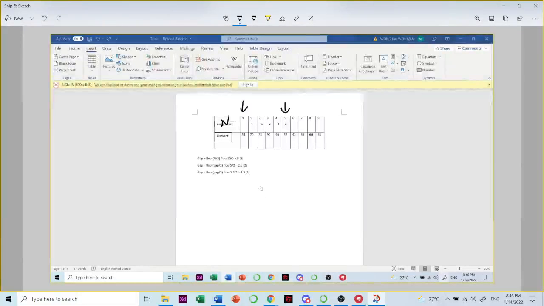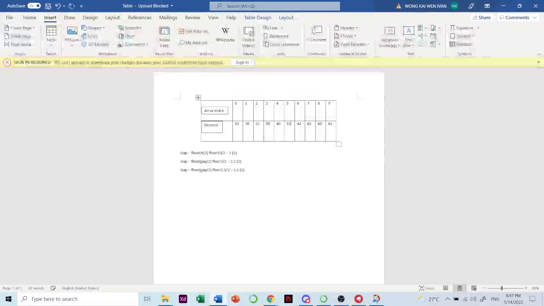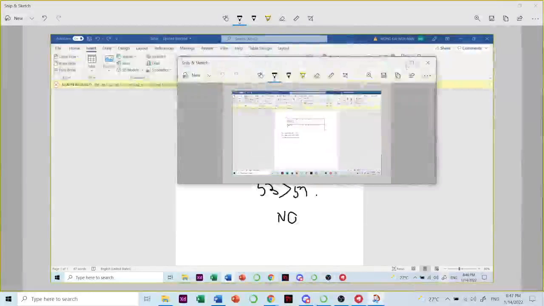So let's compare this. Is 53 bigger than 57? The answer is no. So we're gonna change it accordingly. So you see 53, 57, just gonna change it. Okay, then so on.